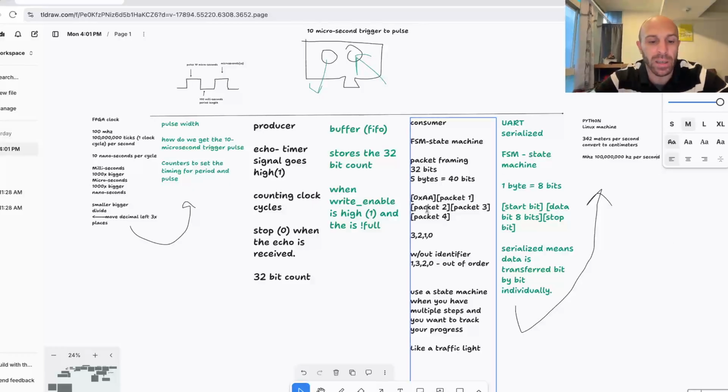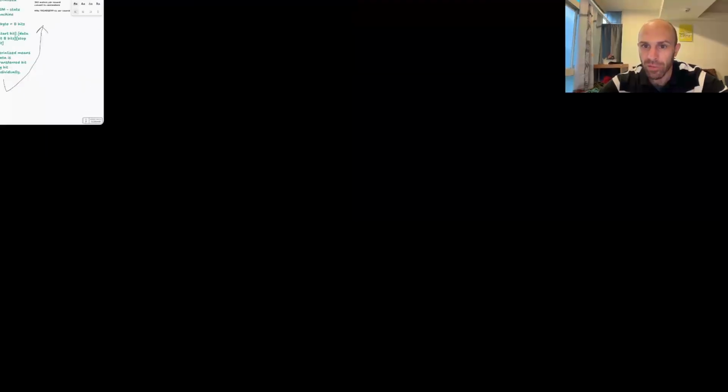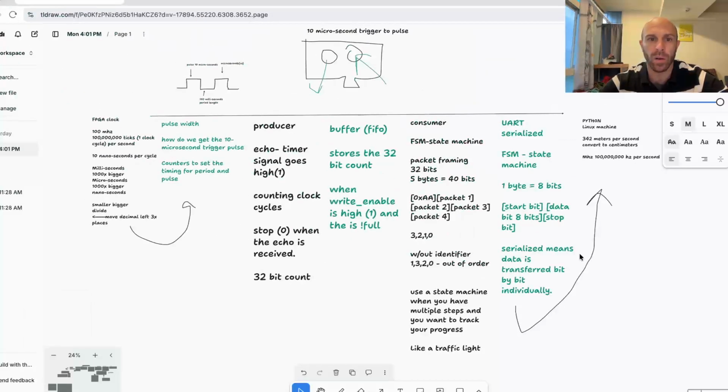So that is the full flow of a sonar sensor on an FPGA written from scratch.